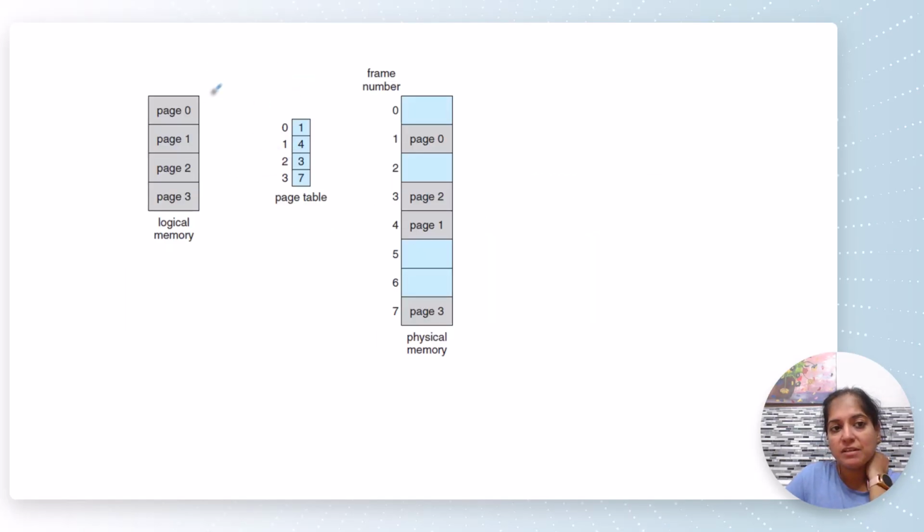So let's say this is our logical memory, this is the page table and this is the physical memory. Page 0 is loaded in frame 1. That means in frame 1, page 0 is there. Page 1 is loaded in frame 4 according to the page table. So page 1 is loaded in frame 4.